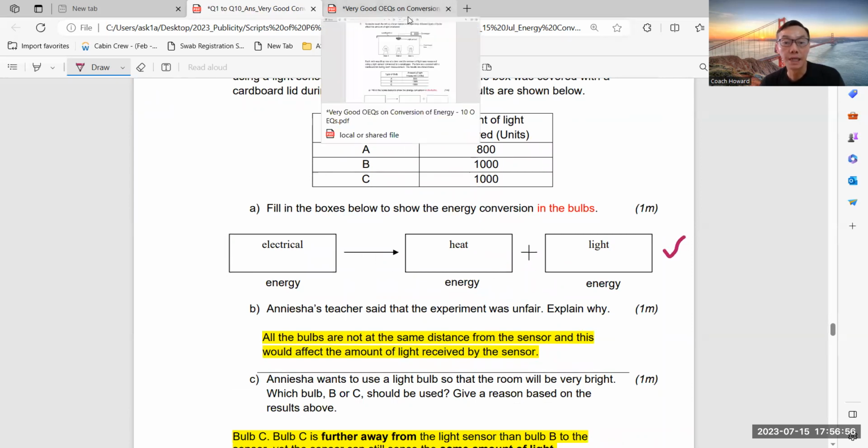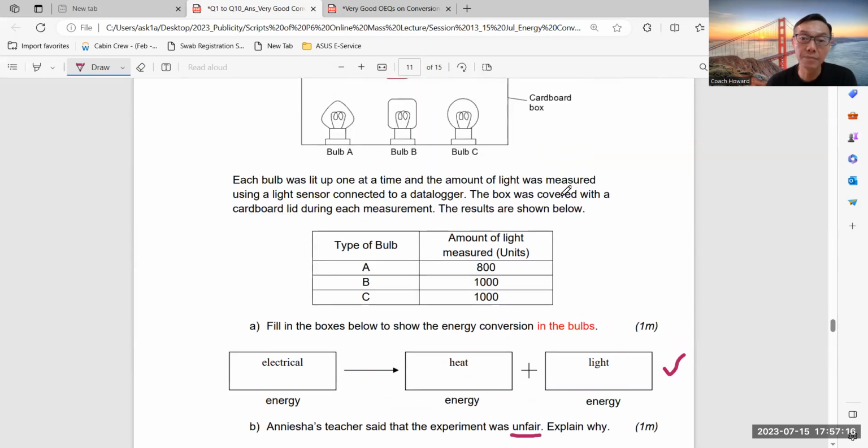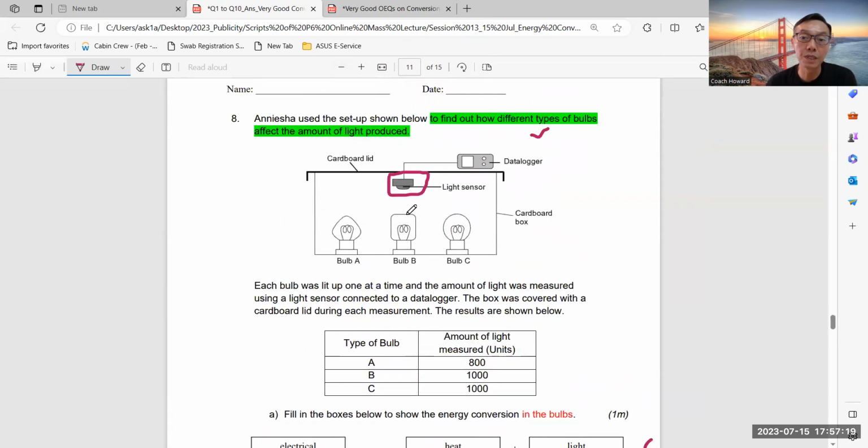Then you say Anisha's teacher said the experiment was unfair. Why is it unfair? As I hinted just now, because the bulbs are not at the same distance from the sensor, and this will affect the amount of light received by the sensor. Actually, you can measure from here. You take a ruler, and you can see this distance is longer than bulb B directly below. So it's not a fair experiment.